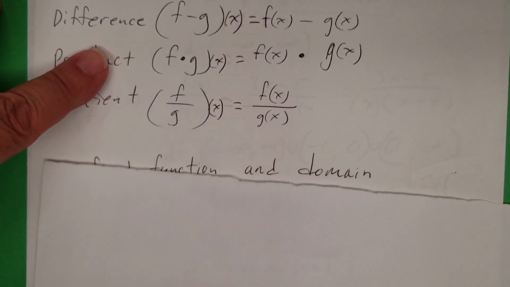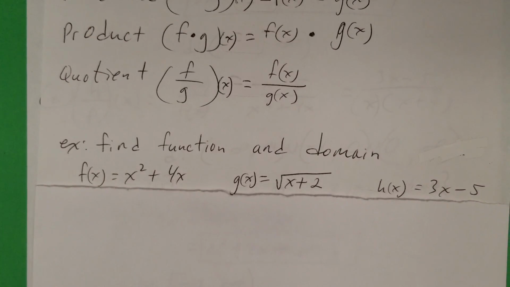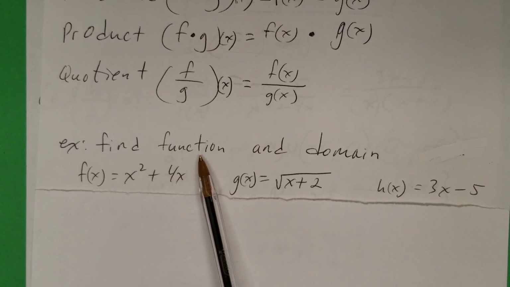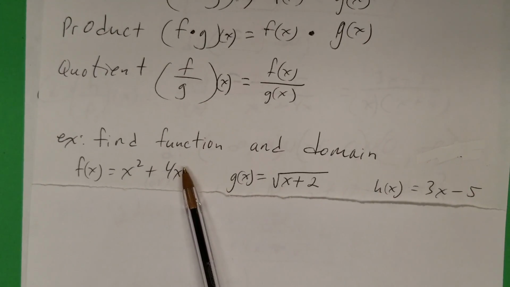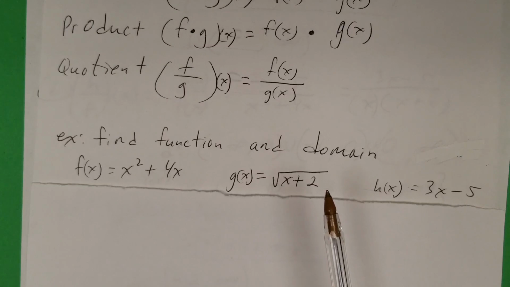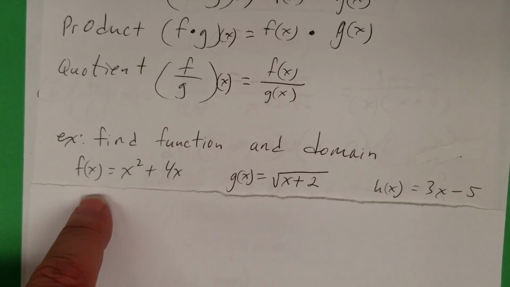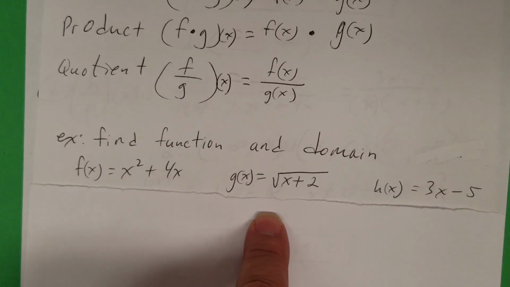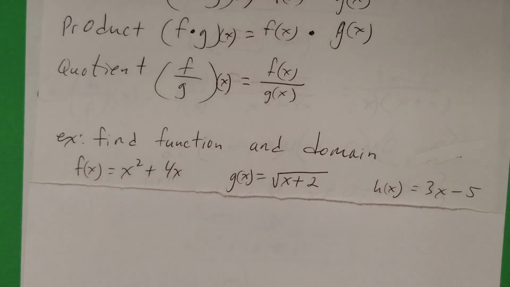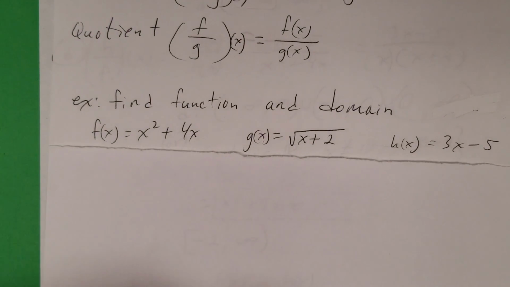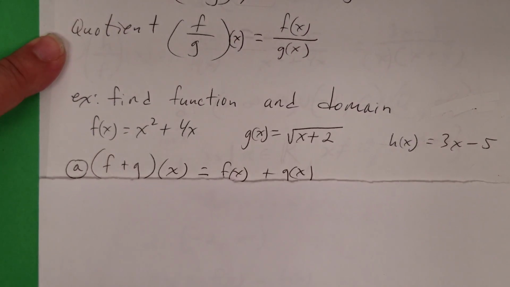Notice that in the example, I'm asking you to do two things. You're going to find the function, we're doing the operation, and then you're going to write down the domain. So here are the functions we're going to work with. Here's f, here's g, here's h. So in the examples, I am going to ask you to add, multiply, divide, subtract any two of them. So I'm going to do one for each. So let's start with the sum.